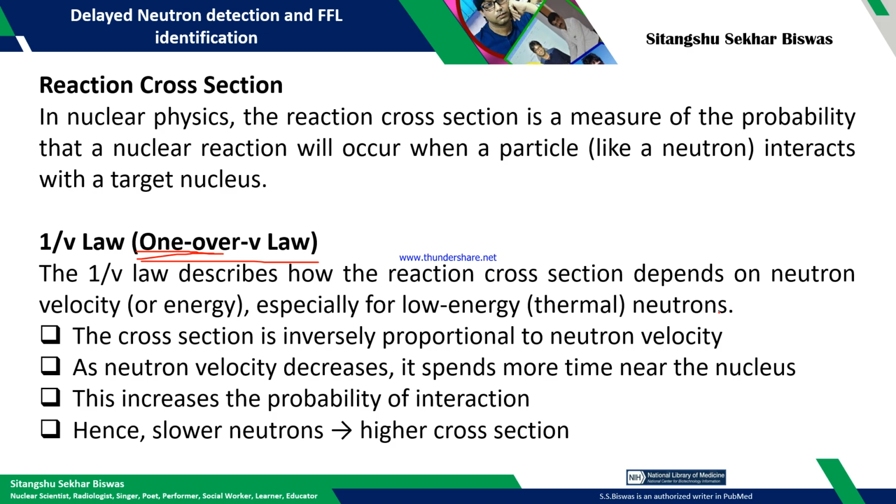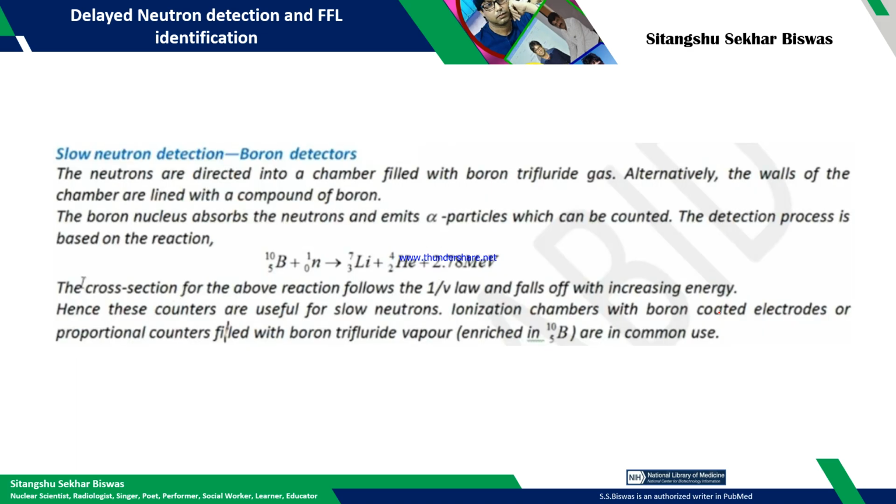Basically, this increases the probability of neutron and fissile atom interaction. So hence a slower neutron will basically provide a higher cross section.